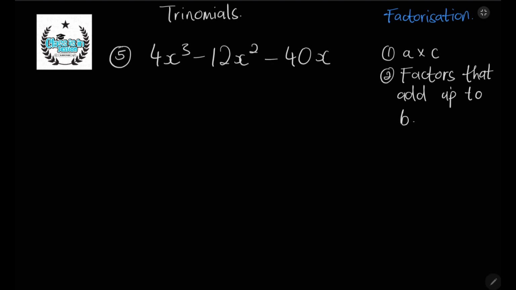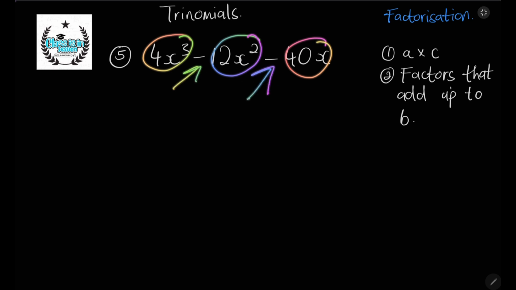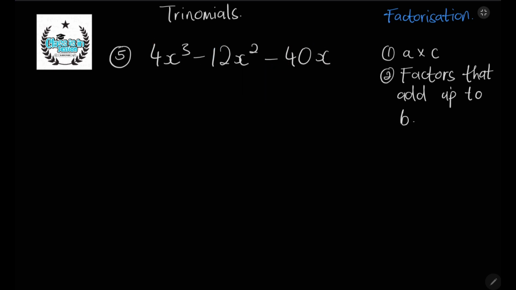For the last example, I tried making this a bit tricky. Do we have a trinomial? Remember, trinomials have 3 terms. We have term 1, 2, and 3. They're separated by the plus or the minus sign. We do have a trinomial. However, can you guys see that we have a 4x cubed here and a 12x squared? We normally have, let's say, 4x squared minus 12x minus 40. You even have an x there.